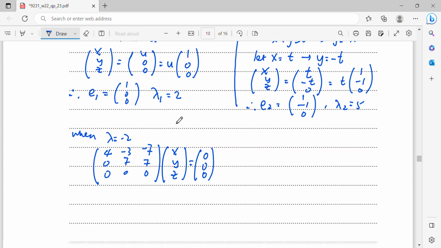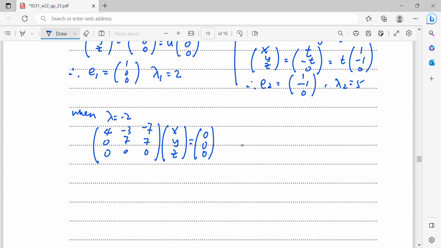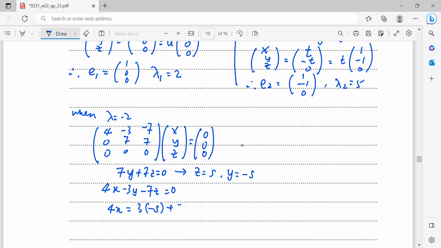Right? So now here, I only get two different equations. The first one is 7y plus 7z equals 0. So from here, I can say my z is s. Then my y will be minus s. Okay? Then the first equation, 4x minus 3y minus 7z equals 0. Replace the z and y by s and minus s to get the x. So I will get 4x equals 3y plus 7z. So here, minus 3s plus 7s, 4s. Therefore, my x will be s.